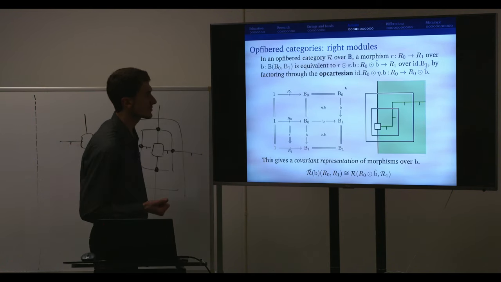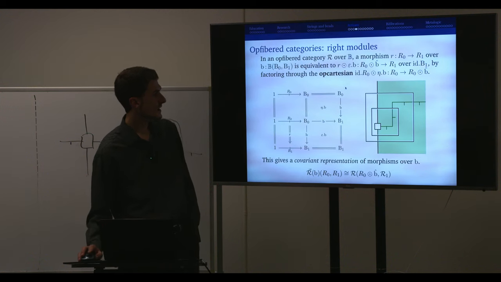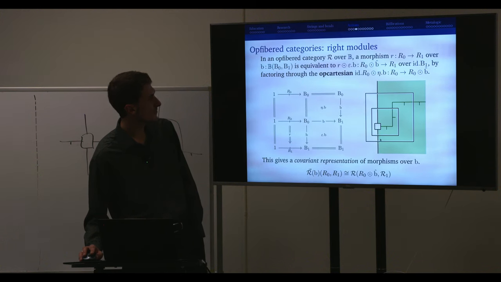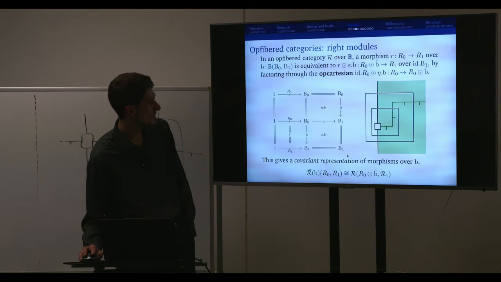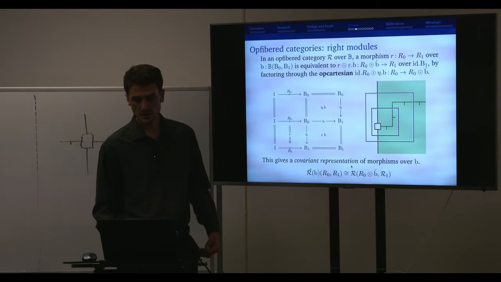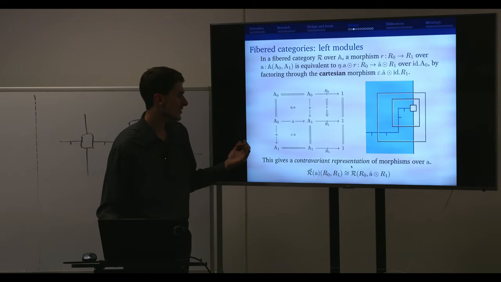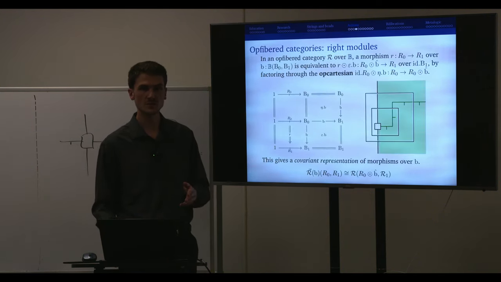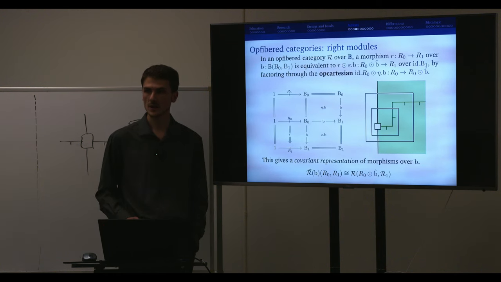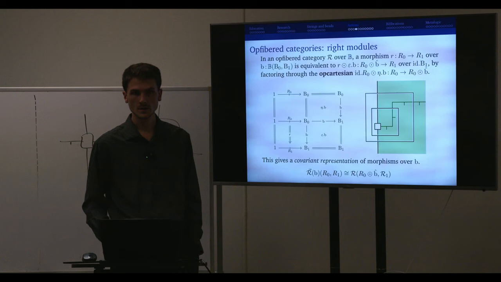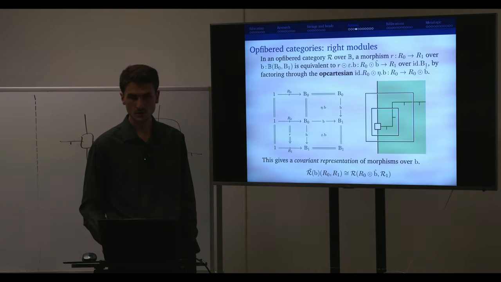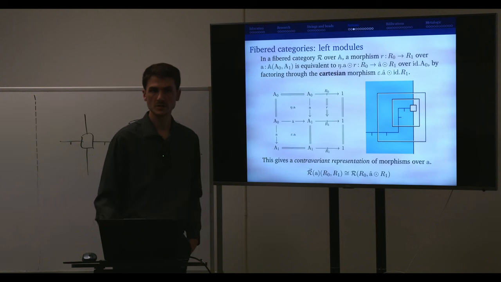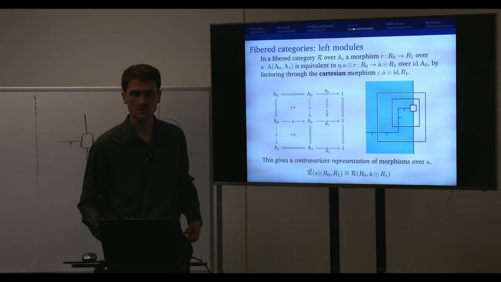So we have a dual story for opfibrations. Using those same kind of bending and unbending squares, a morphism R is equivalent to pushing forward R0 to R1. Either way, we're getting either a contravariant representation for fibrations or a covariant representation for opfibrations. Does anybody have questions?